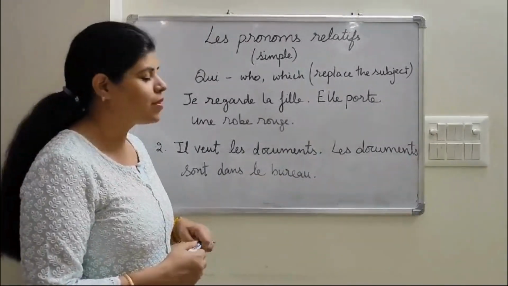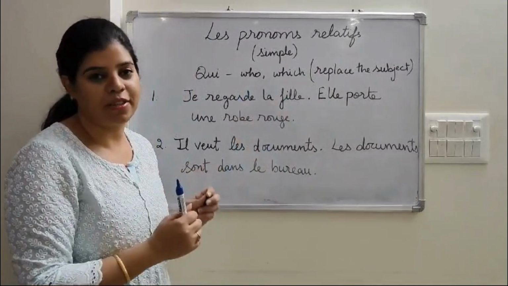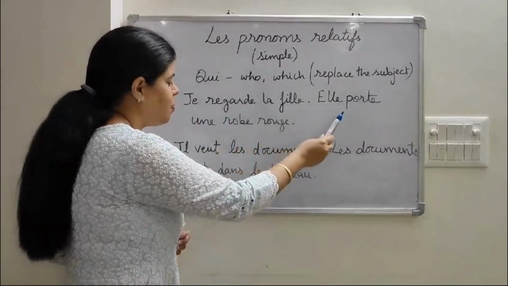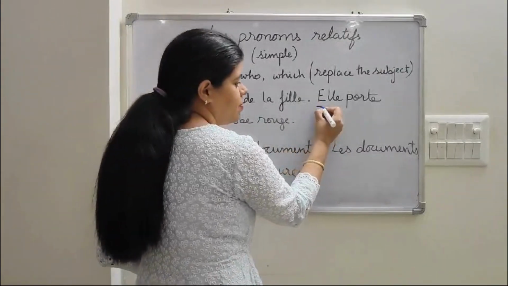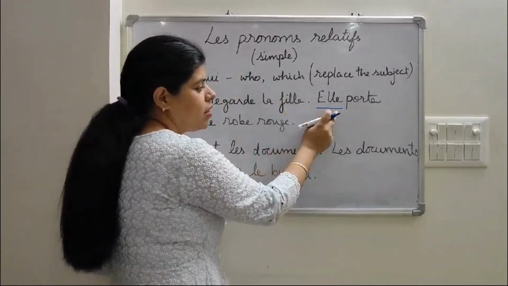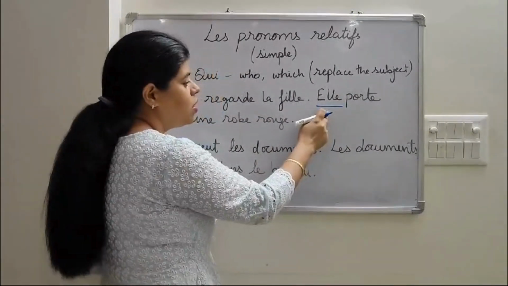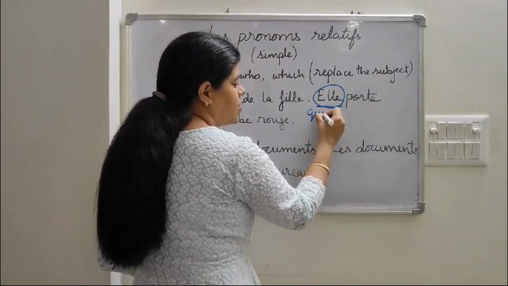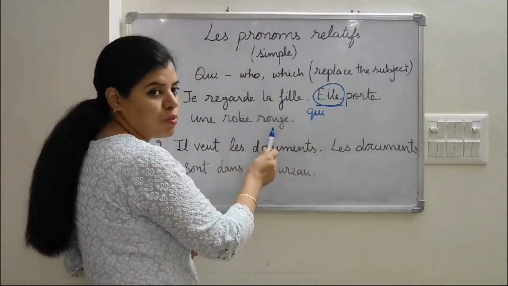First one is qui. Qui means who or which. Qui is used to replace the subject in the sentence. For example, if I say, je regarde la fille, elle porte une robe rouge. Now in the second sentence, what is our subject? Elle. And it is being repeated in the second sentence also. Je regarde la fille and elle porte une robe rouge. Qui porte la robe rouge? La fille. So, in order to replace this elle in the second sentence, I will be using qui. And the sentence will become Je regarde la fille qui porte une robe rouge.